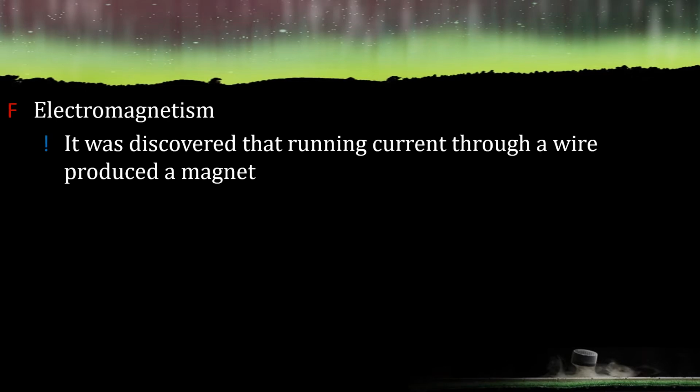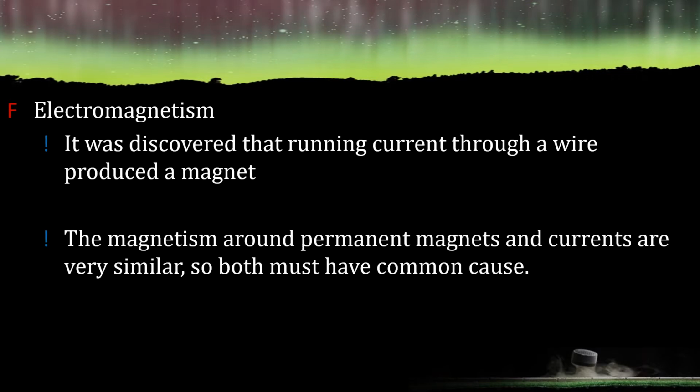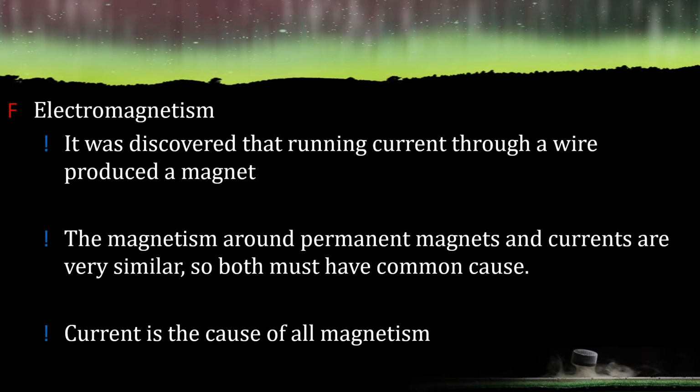Now, magnetism. It was discovered that running current through a wire produces a magnet. The magnetism around permanent magnets and currents is very similar, so both must have a common cause. Current is the cause of all magnetism.